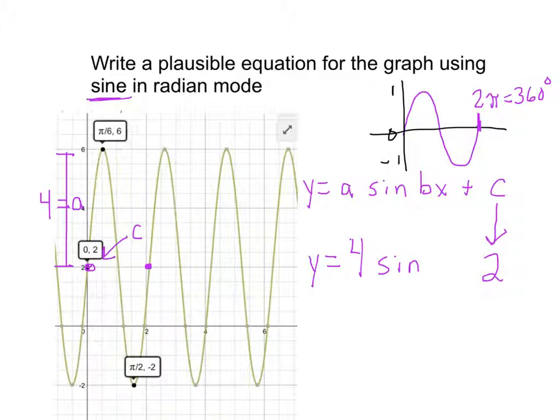If I look at my graph here, 2 pi ends right there. That's 2 pi. So how many times does it oscillate before 2 pi? 3. 6. Okay, 6 and a little bit more is 2 pi. Right? And you're like, well, how do you know, a little bit more? Come on, that's not very good.